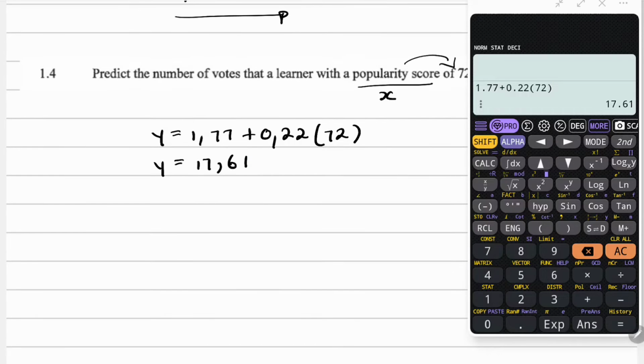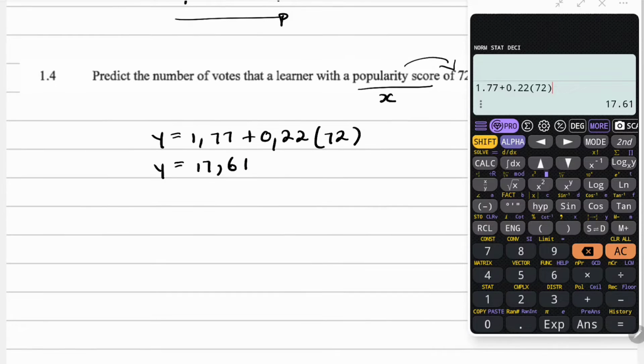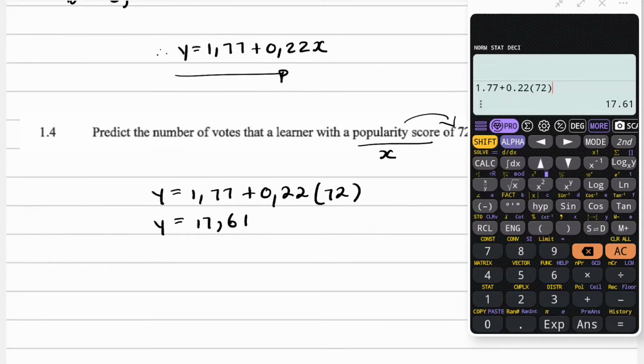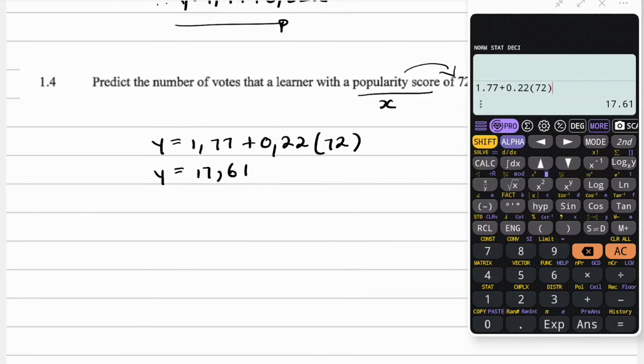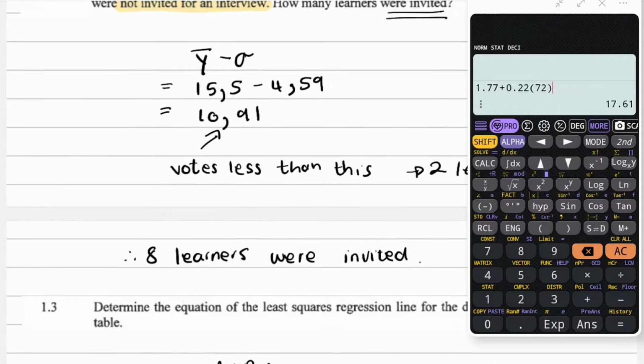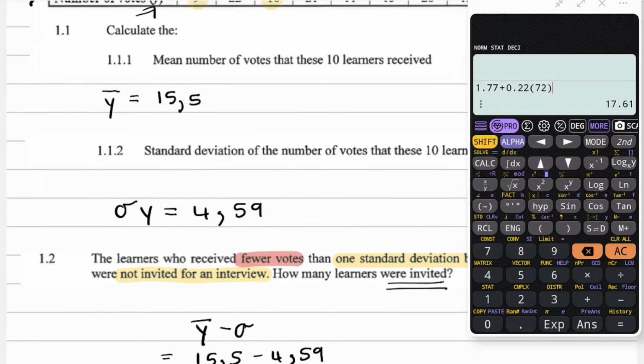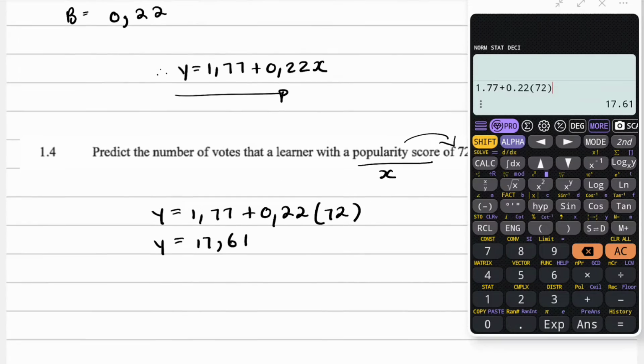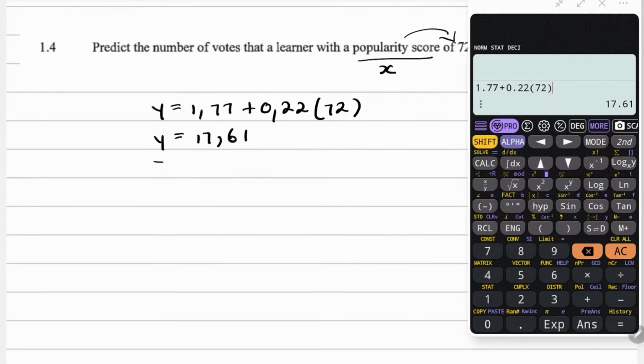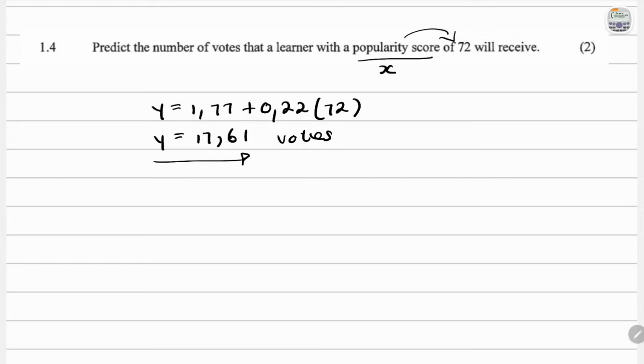That is going to be 17.61. Now in this one, it is votes. I mean, you can leave it like that. It's still fine, because with the mean, we also left it the same. We also left it at 15.5 and so on. So I'll just leave it like this. This is our answer. This is the votes that we would get. Okay, moving on to the next question.